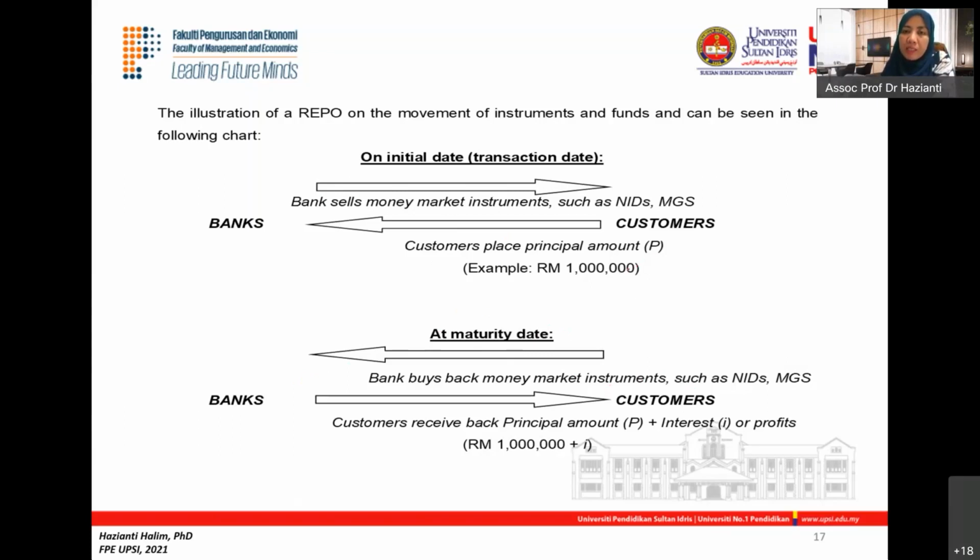Okay, tadi dia jual kat customer kan, customer bayar dia 1 million. Sekarang dia nak beli balik. Bila dia nak beli balik, the customer ni akan dapat balik 1 million dia plus interest ataupun profit. So bank will pay more. So interest, kita kata dia interest bearing so bank will pay more, maknanya tadi bank dapat 1 million. So sekarang bila dia beli balik the money market instrument tu, dia beli balik pada harga 1 million plus interest. So the customer dapatlah principal amount plus interest. Ini maksud repo, dia repurchase. So dia jual dan dia boleh beli balik.